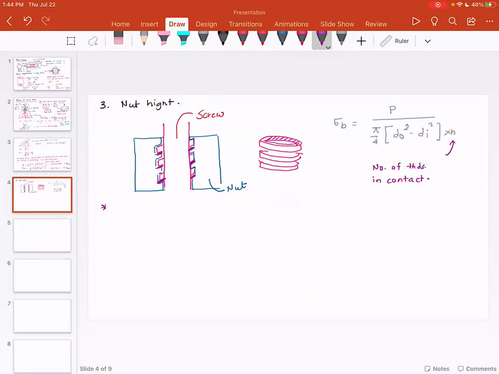Now here I just want to tell you an empirical rule. For any screwed joint to work properly, we need a minimum of 3 threads in complete engagement. And I have seen machines fail because this thumb rule was not followed.